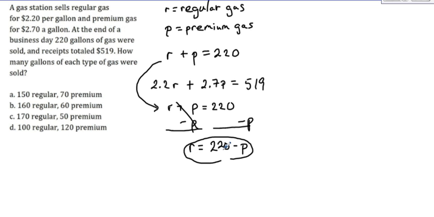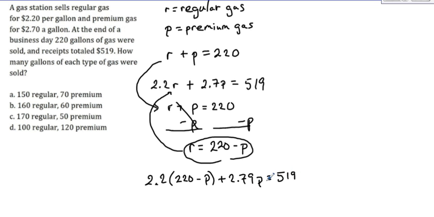So next up, we're going to take this equation. I know R is equal to the expression 220 minus P, and I'm going to substitute that into this equation here. So I'm going to write 2.2, and then in parentheses, I'm going to put, instead of R, 220 minus P, close parentheses, plus 2.7P equals 519.